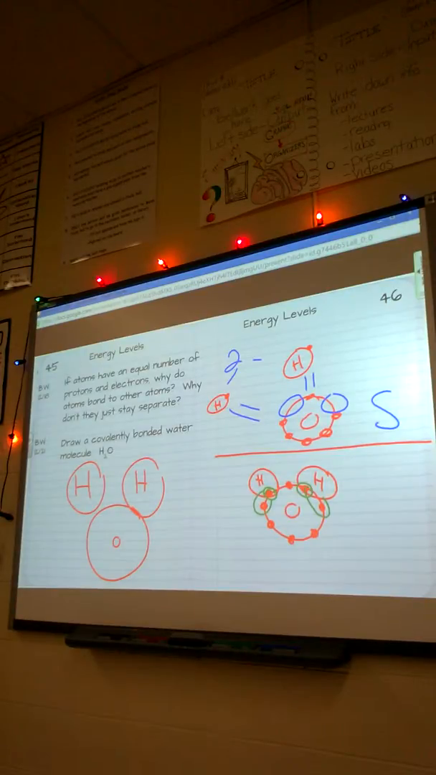between two non-metals. So covalent bonds only occur between non-metals.